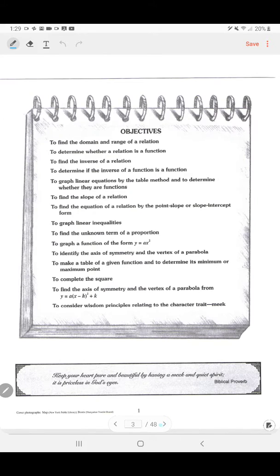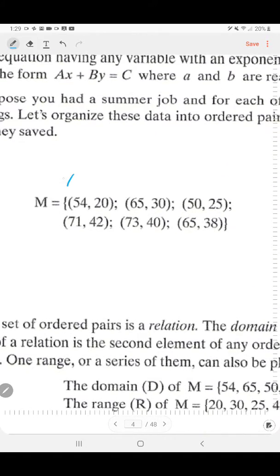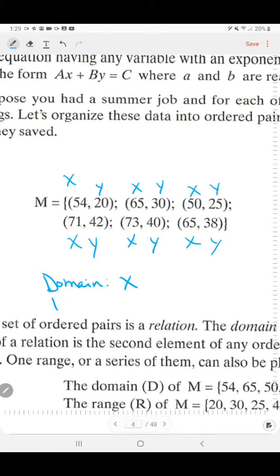Okay, so page 4 is explaining the concept of domain and range, or it's going to start introducing domain and range. Basically, all you need to know is that your x and y values make up domain and range. So x, y, x, y, x, y. So domain are the x's and range are the y's.